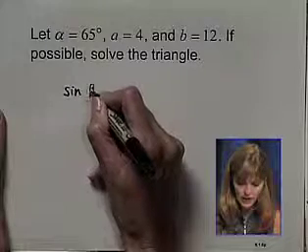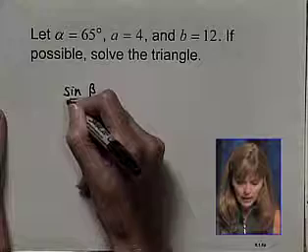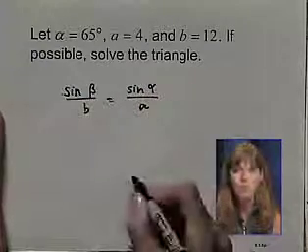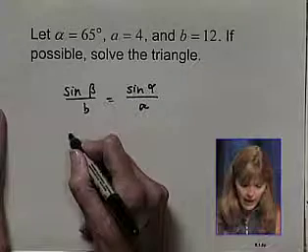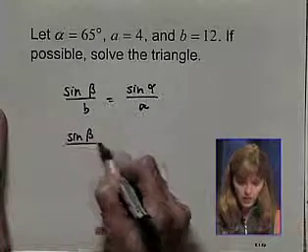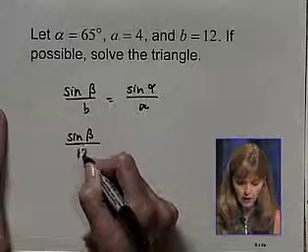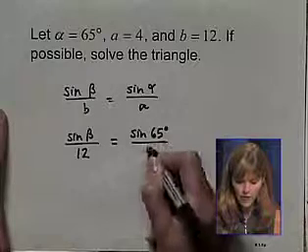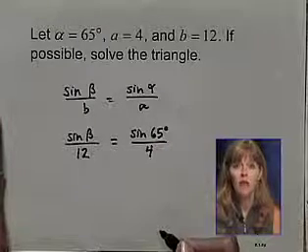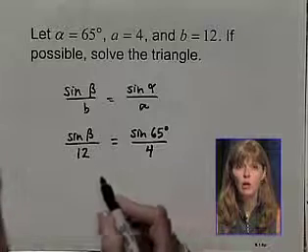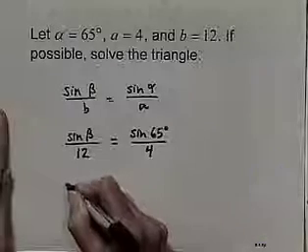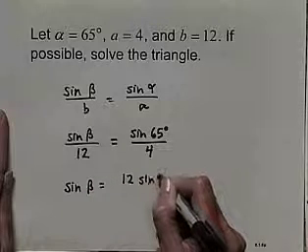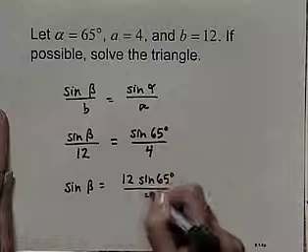I'm going to write the sine of beta divided by B equals the sine of alpha divided by A. And now let's substitute in our known values. Beta ends up being our unknown. So we'll have the sine of beta divided by the length 12 equals the sine of 65 degrees divided by the length 4. Now we're going to solve for beta by multiplying both sides of the equation by 12. That will give us that the sine of beta is going to equal 12 times the sine of 65 degrees divided by 4.